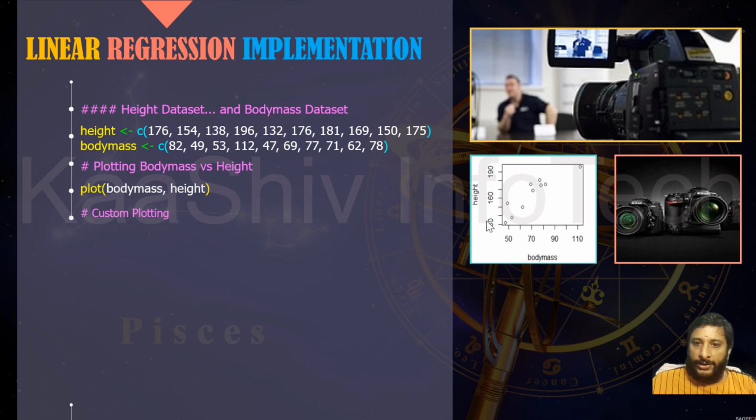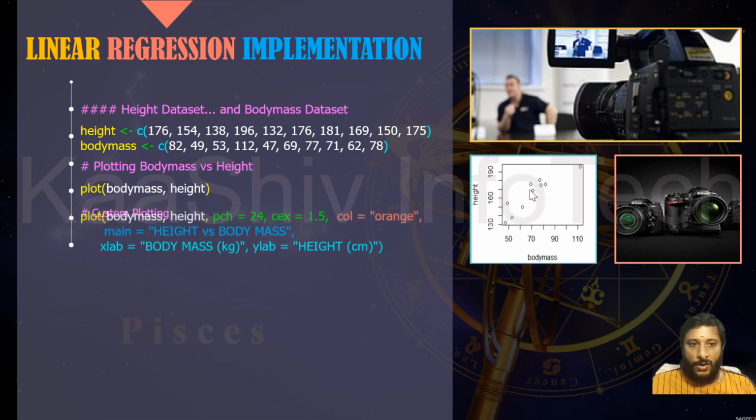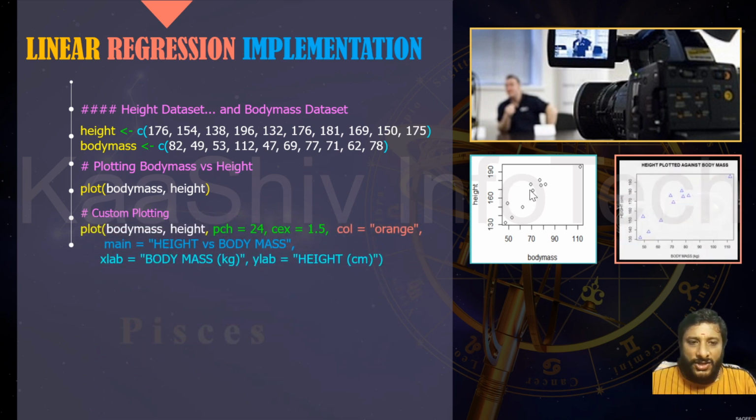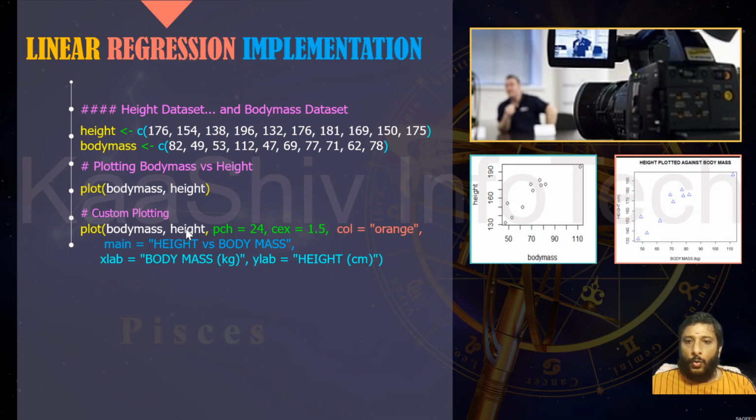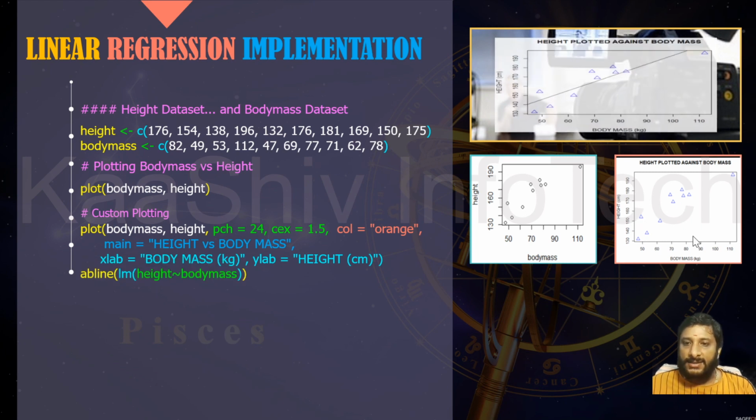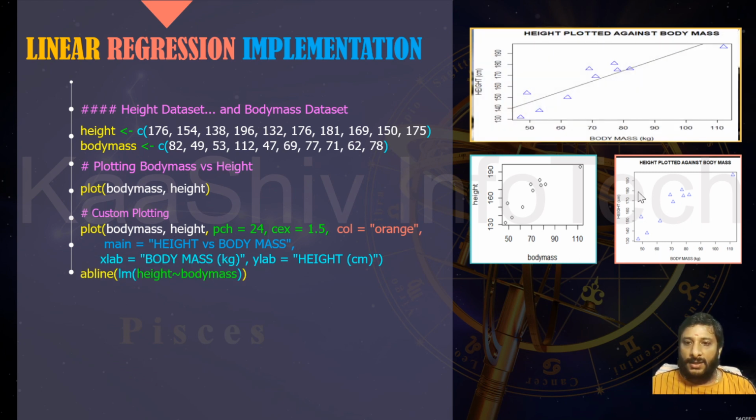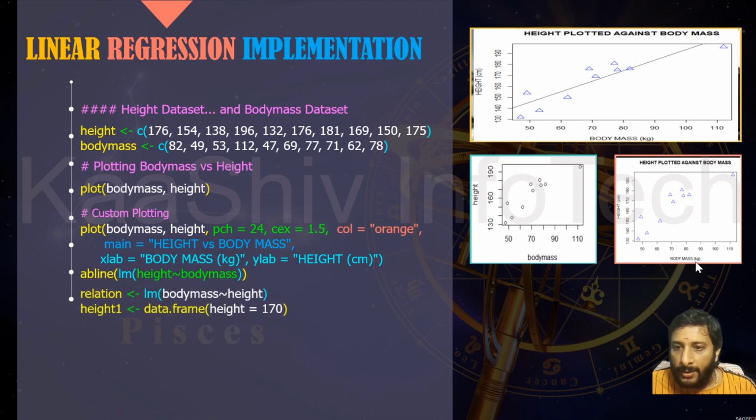So I'm trying to plot it. So you can see the data here. That's awesome, man. I want to do some customization. Body mass, height. I got the body mass and height. PCH, I want the symbol and all, it's different, and the size of the symbol, the color I want, I can specify, and what is the text I want in the top, I can specify. X values, body mass in kilogram, height in centimeter.